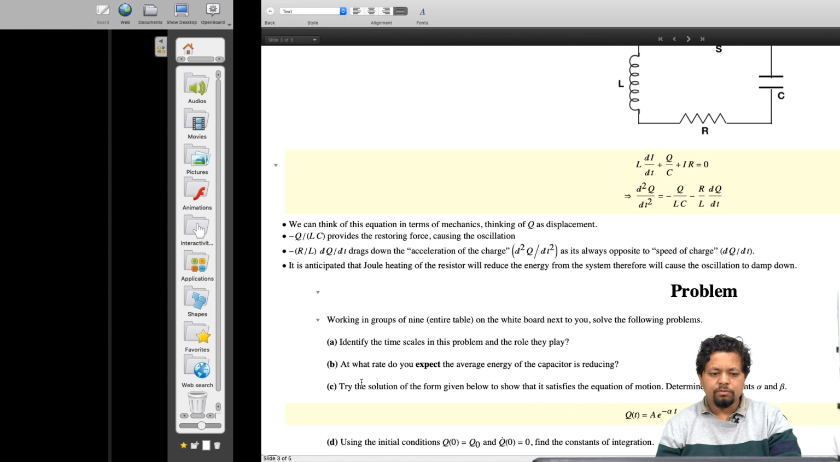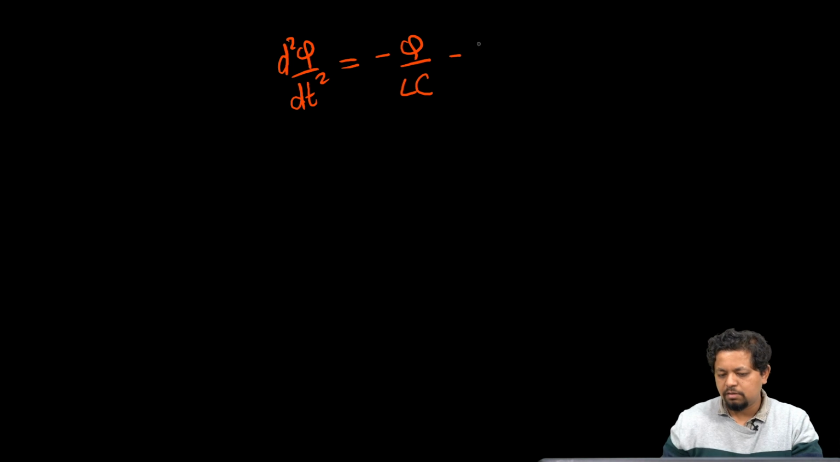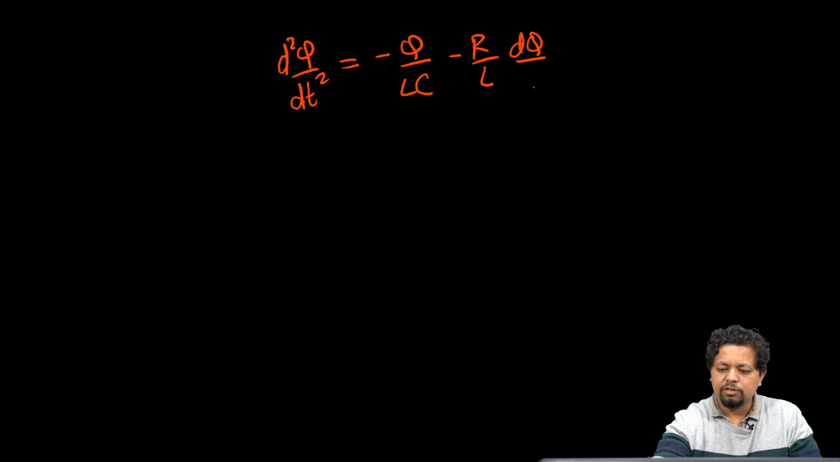So we'll go back to the blackboard. The equation that we have got here is d square q by dt square equal to minus q by LC minus R by L dq by dt.